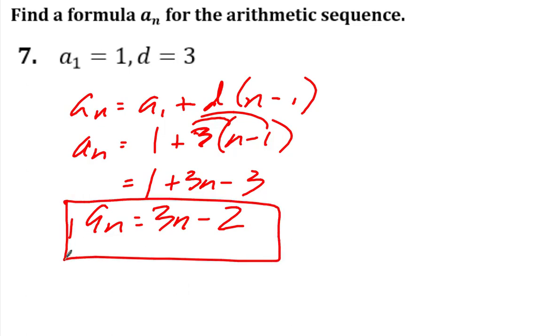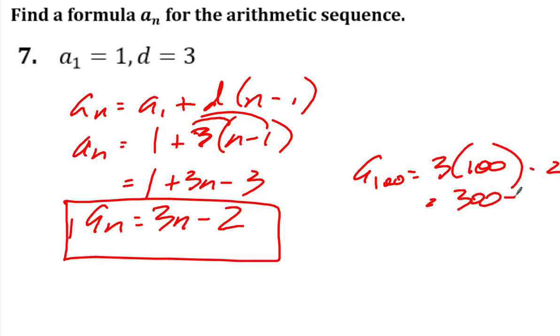You can find whatever term you want. The 100th term of this sequence is 298. Simply substitute in 100 for n. You get 300 minus 2 is 298. So the 100th term is 298 of this sequence.